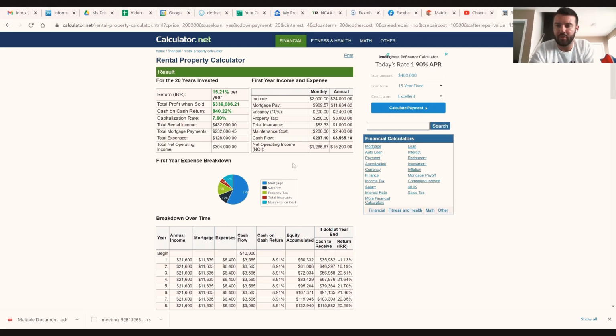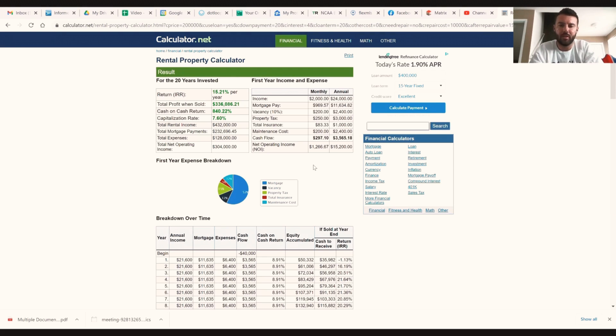If you think about it, if you put $10,000 into the stock market and it got you about 9% per year for 20 years, that's a pretty good investment. Same thing goes with investing in rental properties. If you can find a cash on cash around 8 or 9%, or above 7%, you're sitting pretty good. And your cap rate here is 7.6%.